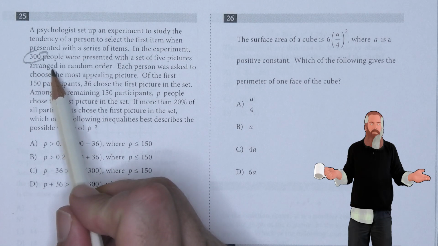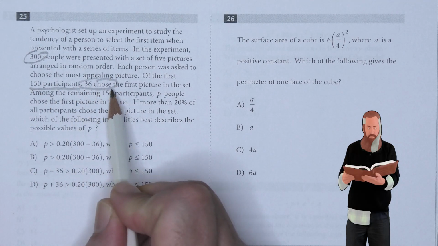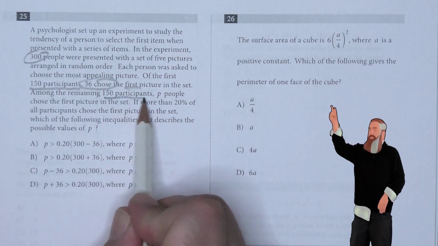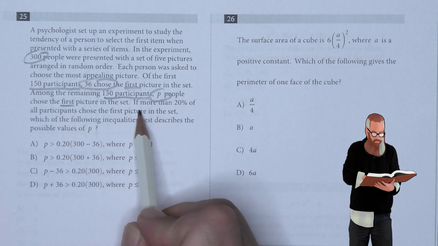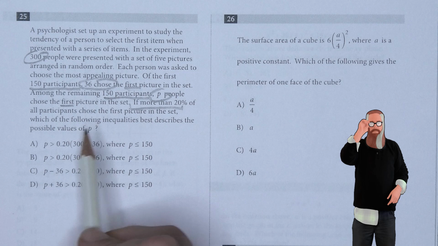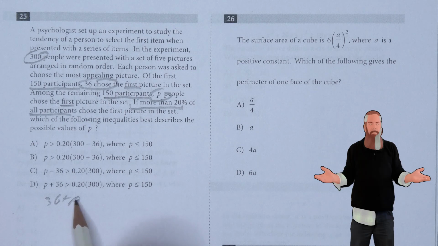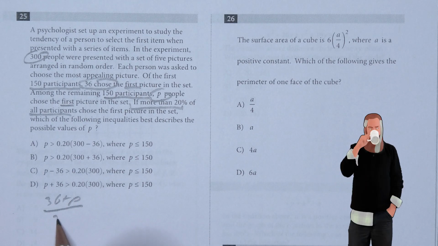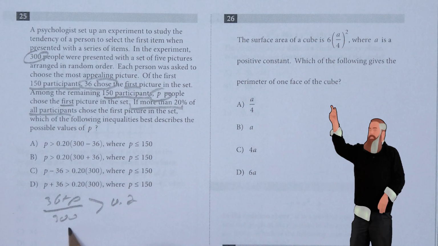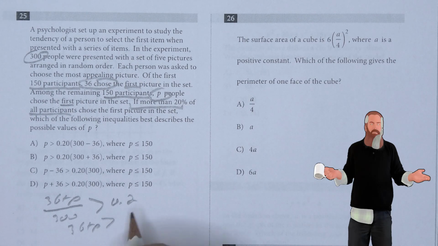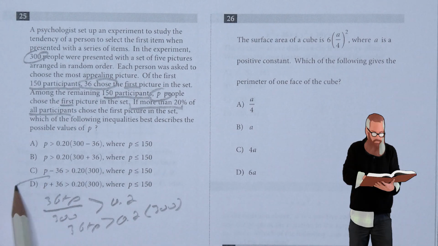To start with, we know there were 300 people. We also know that of the first 150 participants, 36 chose that first picture. The next 150, P chose that first picture. And we want to know if more than 20% of all participants. So we can set up that 36 plus P divided by the total 300 must be greater than 0.2. So 36 plus P is greater than 0.2 times 300. This gives us that D is the answer.